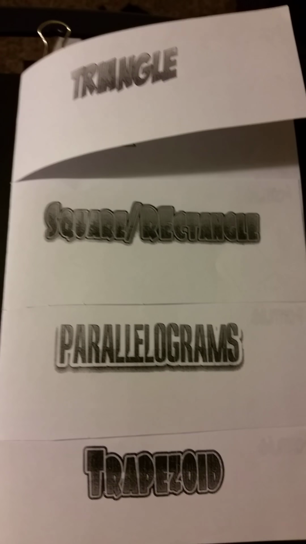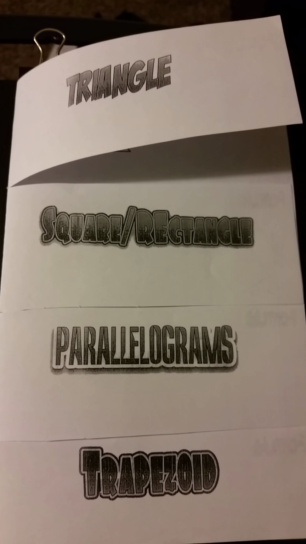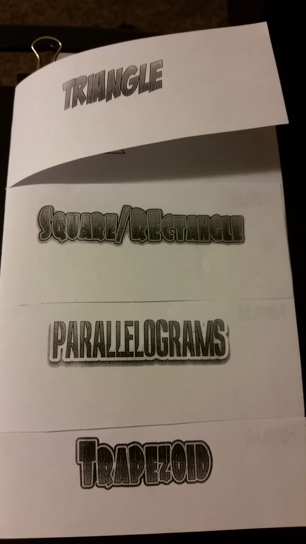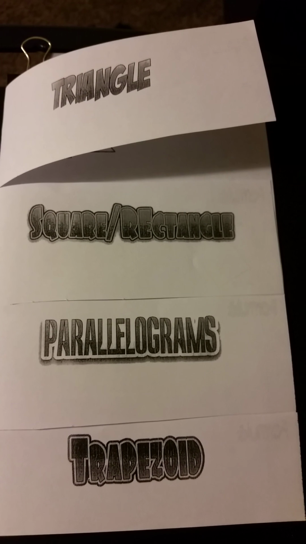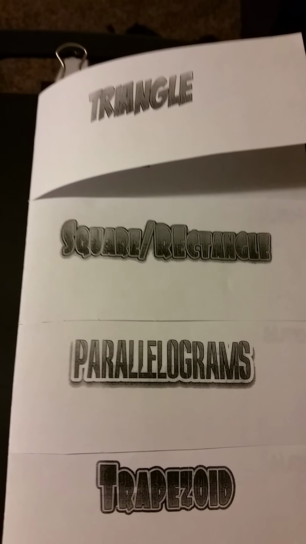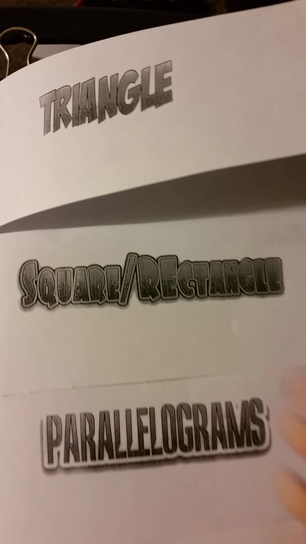Okay, today we're going to talk about the area of different polygons. We have a triangle, a square, and a rectangle, parallelograms, and a trapezoid. Okay, first we're going to start with a triangle.